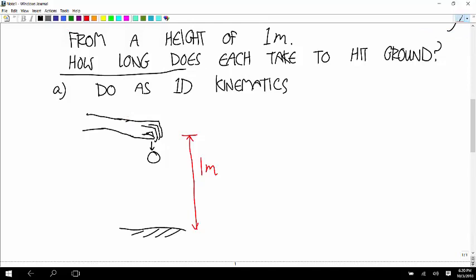The first thing we have to do is choose the time equals 0, the time final, the 0 position, and the positive direction. Let's put the 0 position on the ground and the positive direction up. We don't have to do that, but time equals 0 is going to be when it's dropped. And time final is when it hits the ground.